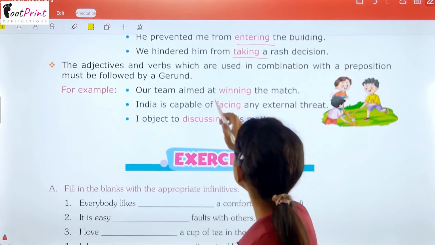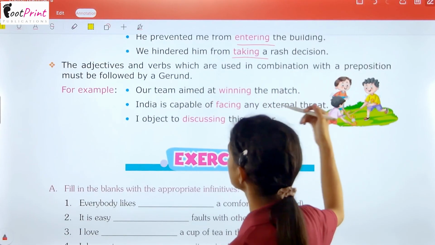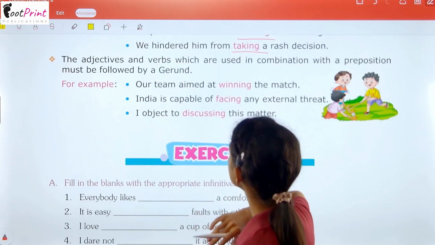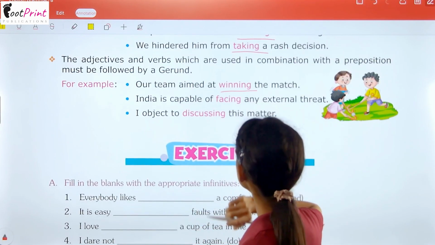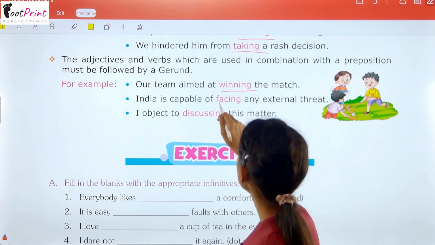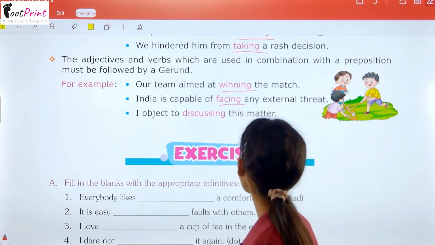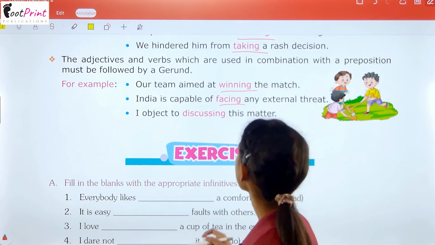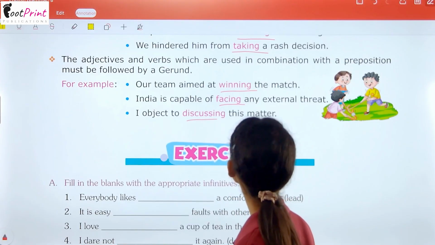The adjectives and verbs which are used in combination with a preposition must be followed by a gerund. How? Our team aimed at winning the match. India is capable of facing any external threat. I object to discussing this matter.